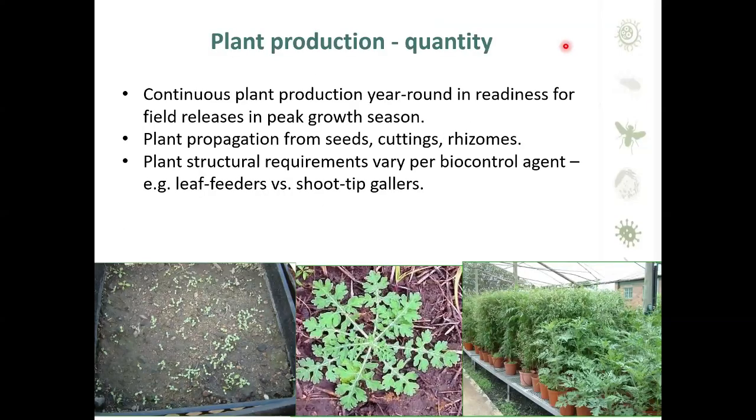So plant production, one would need continuous plant production, even if it's during a dry season or a winter season. One would still need to be ready and maintain those cultures through those periods. And the structure of the plant also needs to be suitable. If it's a leaf feeder, one would need large leafy plants. If it's an insect that's galling the shoot tips, one would need a bushy plant with lots of really robust shoot tips for it to lay eggs on and to feed on.